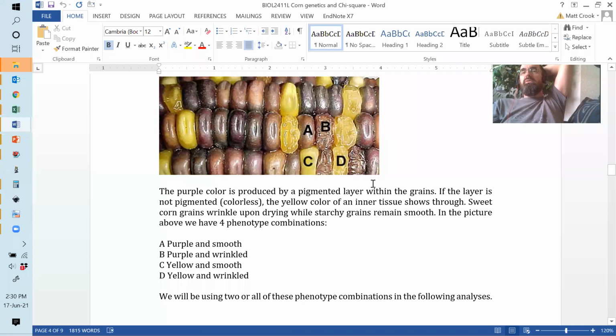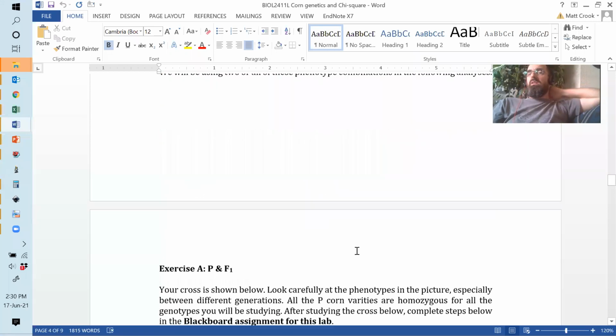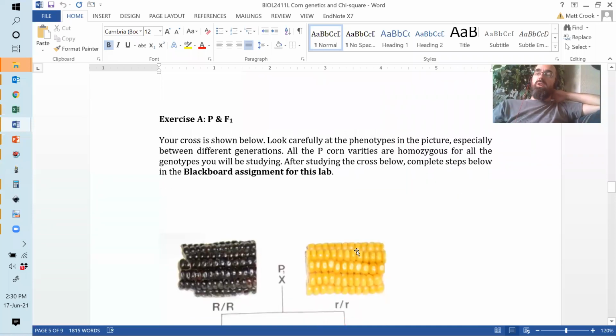Right, and so this also corresponds to here. So this is a purple and wrinkled, yellow and wrinkled, purple and smooth, yellow and smooth. For the first cross, you only care about one trait, which is color. We could have done this with the wrinkled ones. It's actually easier to do with color.